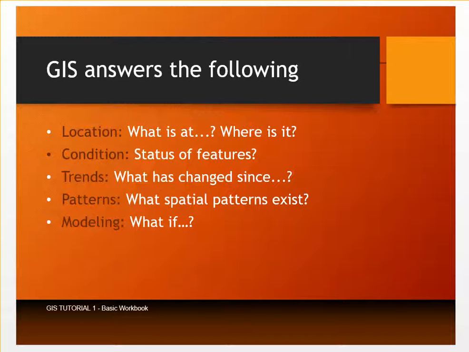So you can use GIS to answer a whole bunch of questions. What's there? Where is something? What's the status of something? What's changed since? You can use time series data to look at change over time. You can find the spatial patterns that we talked about. You can use it to build models to look at what happens if certain actions are taken or not taken.